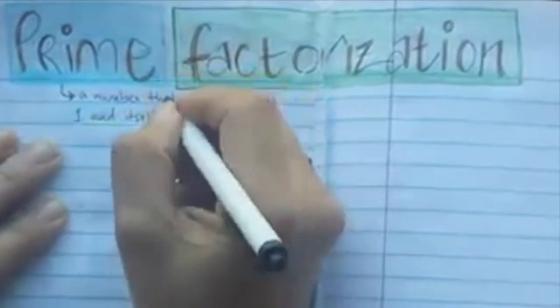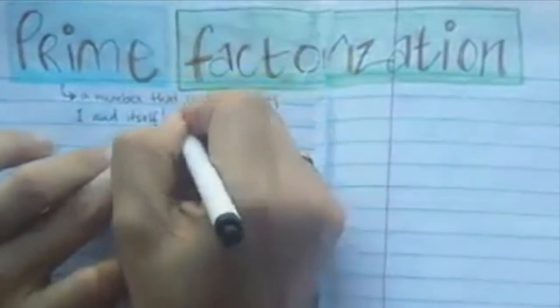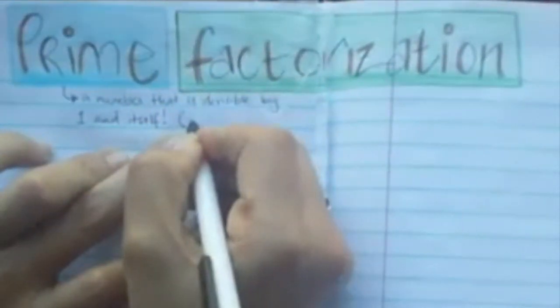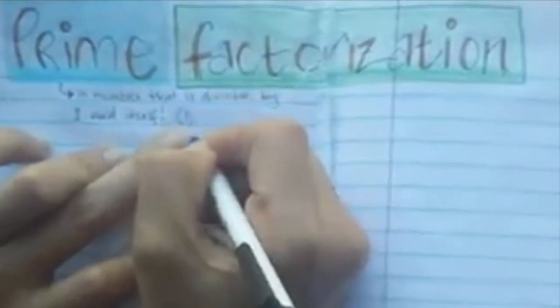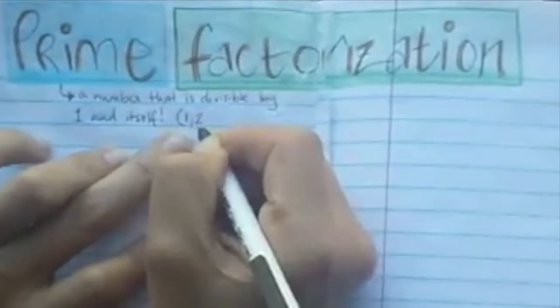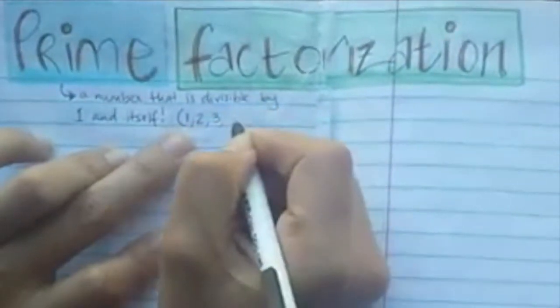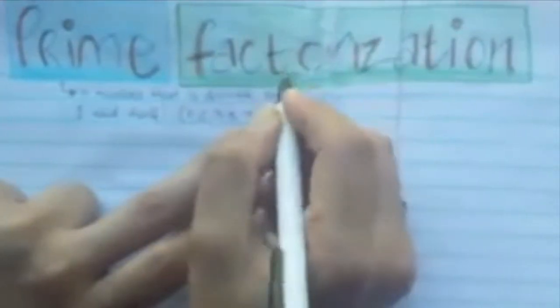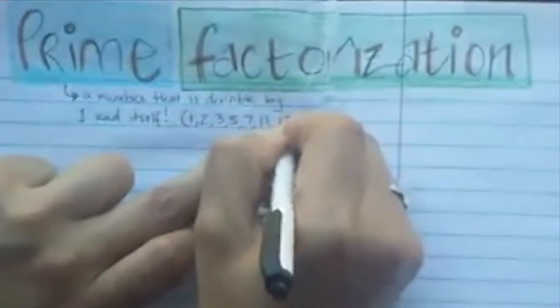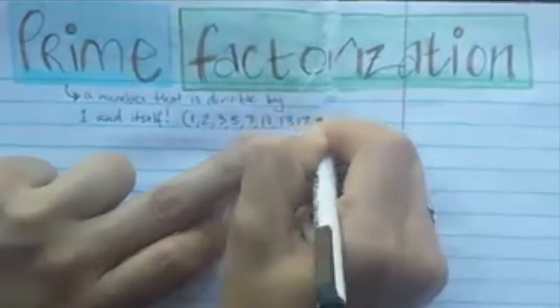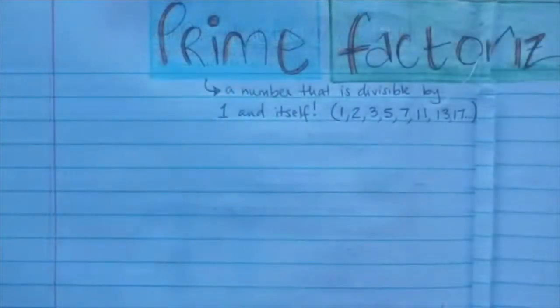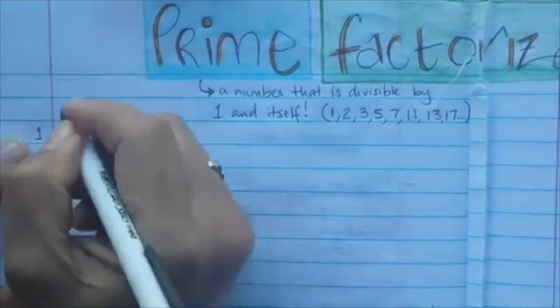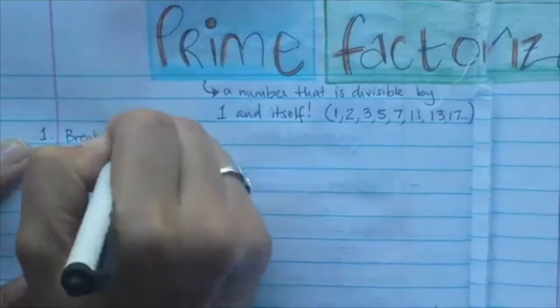Alright, so think about all the numbers. What is divisible by 1 and itself? Like 1, it's divisible by 1 and itself. 2 is divisible by 1 and 2, so that's okay. 3 is divisible by 1 and 3, that's fine. 4 is not a prime number because it's divisible by 1 and 2. 5 is a prime number, it's divisible by 1 and 5. 6 isn't, 7 is, 11 is, 13 is, 17 is. So again, divisible by 1 and itself.